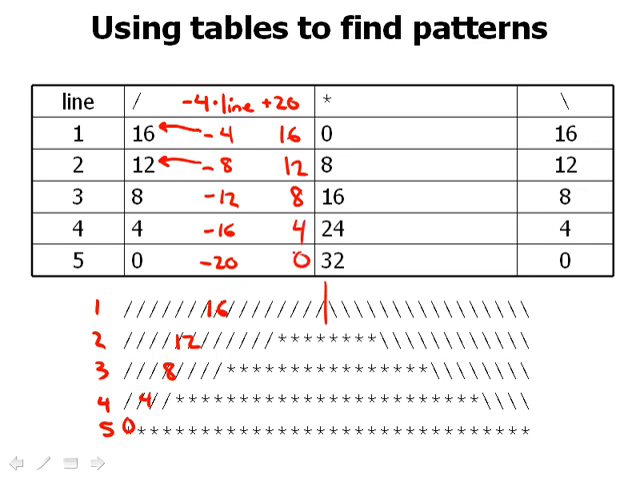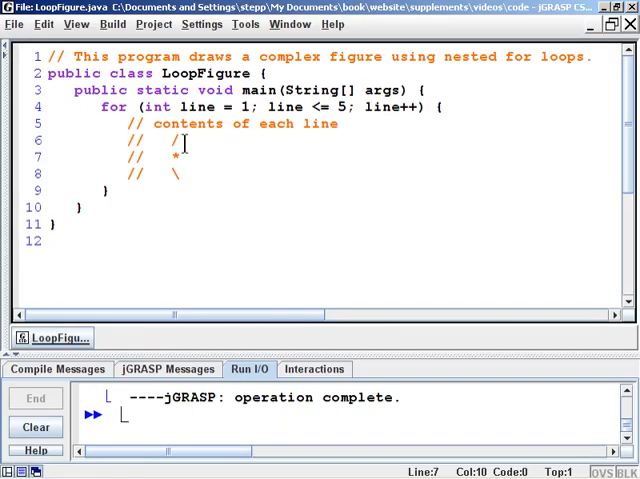And that would give us the sequence of numbers that we're looking for. So this expression here is a really key insight that we're gaining from this table. That's the number of slashes that I print as a function of the line number that we're on. So where we use that in our code is, basically what I want to say is, whatever line I'm on, I want to print -4 times that line number plus 20 slashes.